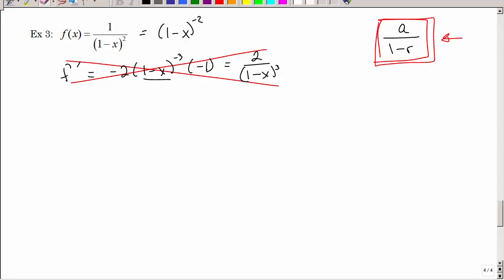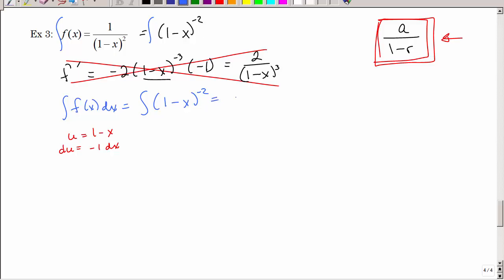So since the derivative didn't work, let's think integral. So I'm going to integrate my function. So if I integrate f of x dx, I would integrate 1 minus x to the negative 2. So if u is 1 minus x, remember du is going to be negative 1. So I need a negative. So that is going to equal to, just using my power rule, I need a negative, and then I'd have 1 minus x to the negative 1 divided by the negative 1.